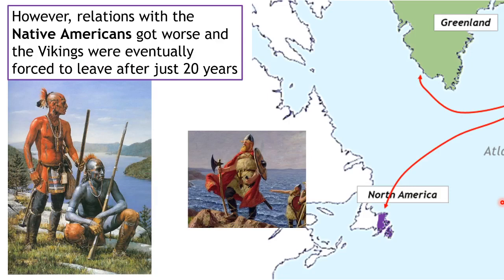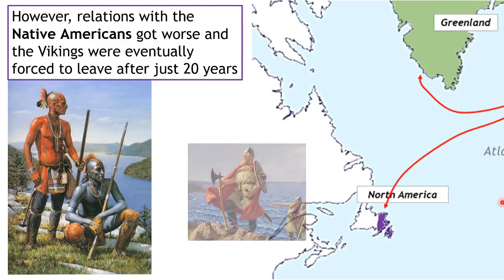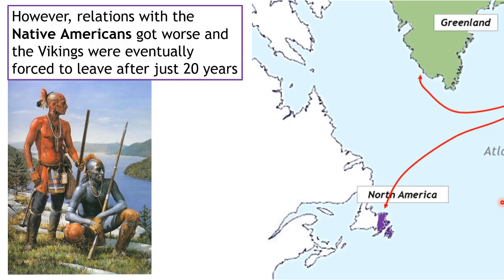However, this did not last. Relations with the Native Americans got worse. There was fighting between Native Americans and Vikings. And eventually, the Native Americans forced the Vikings to leave after just 20 years. This is the least successful of the settlements. It lasted for just 20 years. And despite initially being friendly with the Native Americans, eventually relations got worse.